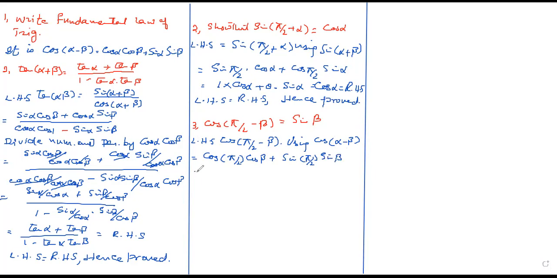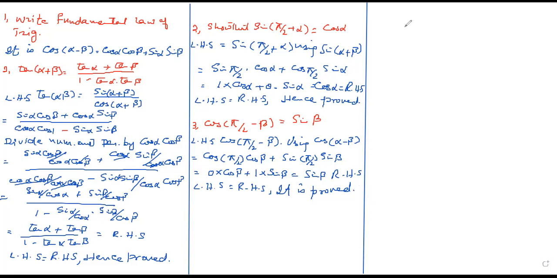Okay, so cosine pi by 2 is 0, so 0 into cosine beta plus sine pi by 2 is 1, so 1 into sine beta. So which is equals to sine beta, which is the right hand side. It means that left hand side equals to right hand side. So therefore it is proved. Right? I hope you understand it well.